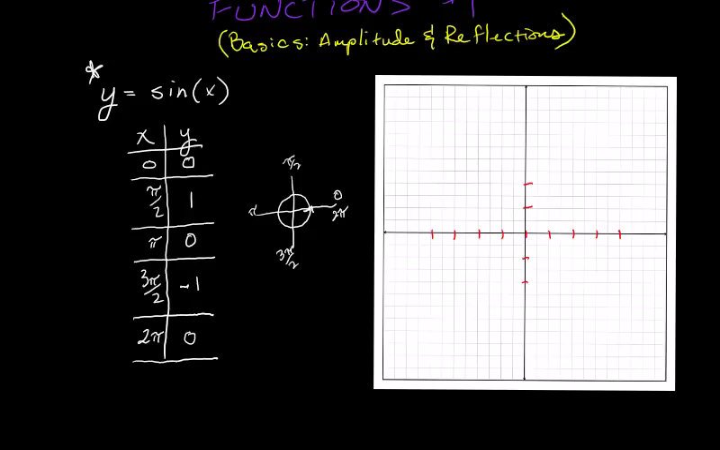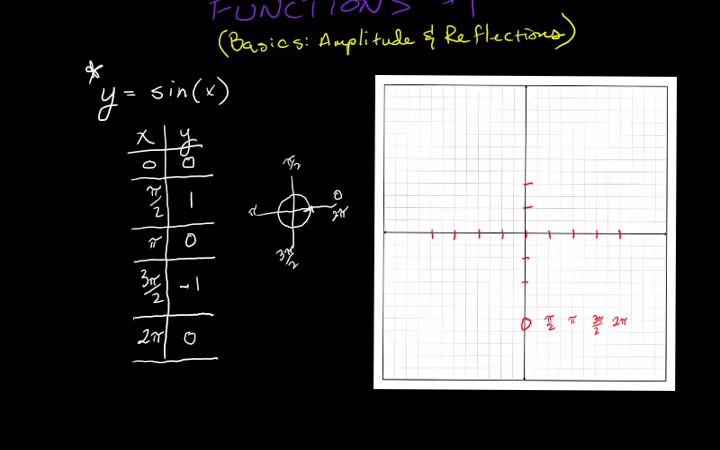So this x value here, and I'm going to write it down below so it doesn't get in my way, this x value is 0. The next one is pi halves. The next one is pi. The next one is 3 pi halves. And then the final one is 2 pi. Okay? And so I'm going to plot my points now that we have them.